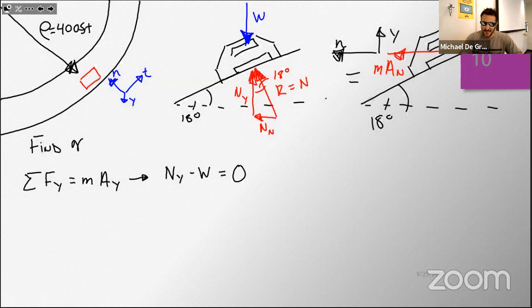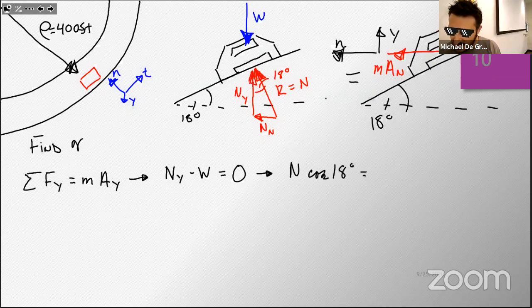All right. So we're left with this. But we also know that the y component of our normal force is just going to be normal force times cosine of 18 degrees. And that has to equal my weight. That doesn't look super helpful right now, right?